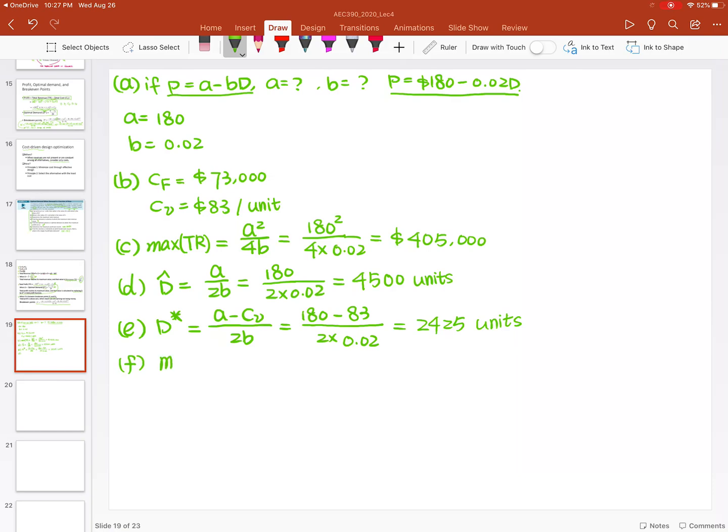So the max profit is minus B times D to the power of 2. But here we want to replace the D with D star, plus A minus C lowercase v times D. We replace D with D star, because we want to know the profit maximized, minus CF.